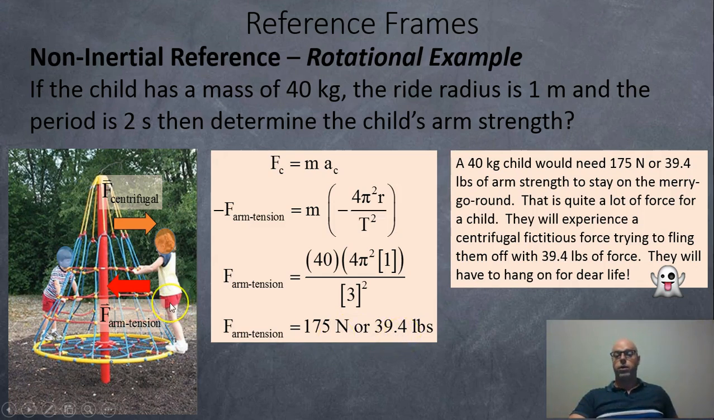It's a lot of force for a kid. So yeah, definitely this had to be 3 seconds. You imagine 2 seconds, it would have been even more force. The poor child would have either dislocated their shoulder or gone flying off. So, a 40-kilo child, if it is a 3-second period, will need 175 newtons, or 39.4 pounds of arm strength to stay on the merry-go-round. That is quite a lot of force for a child, and they'll have to hang on for dear life.